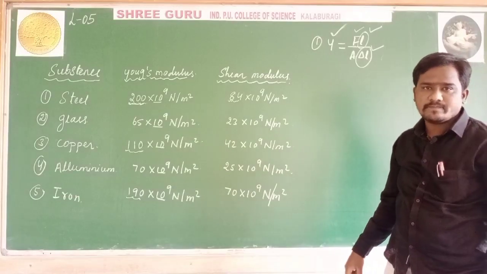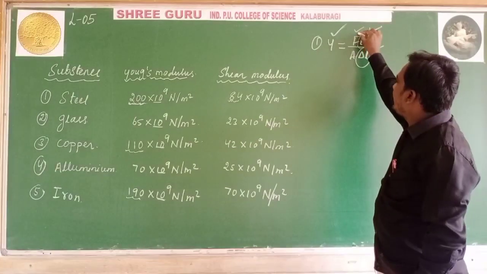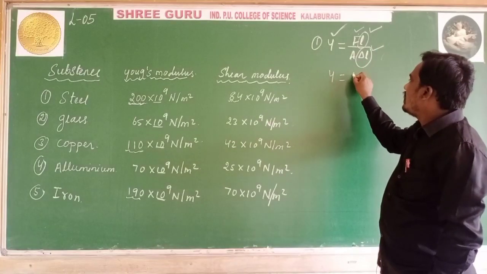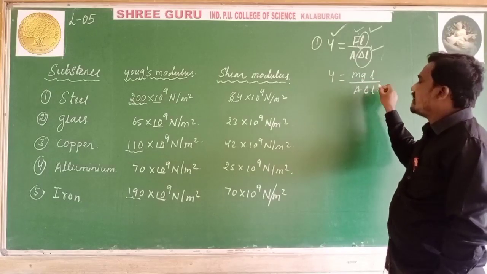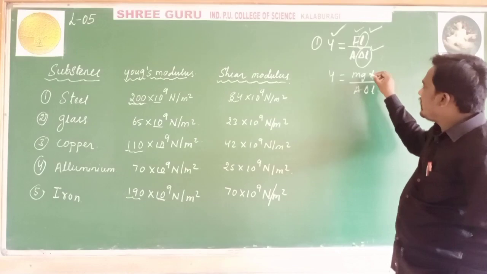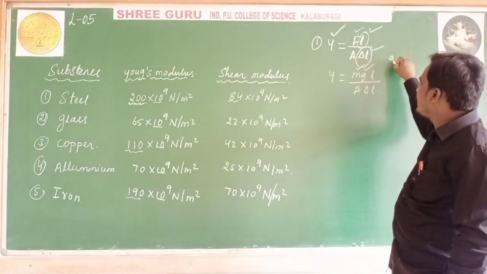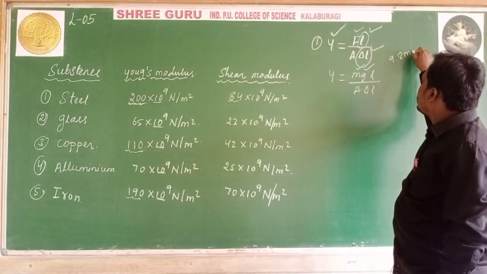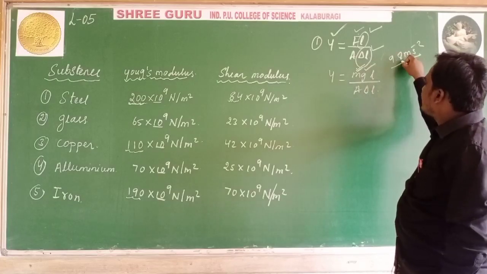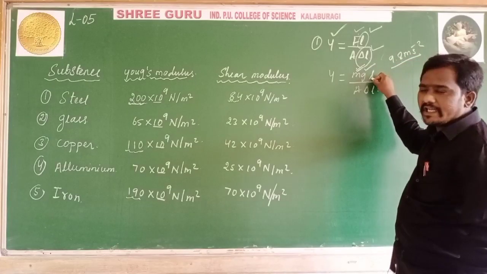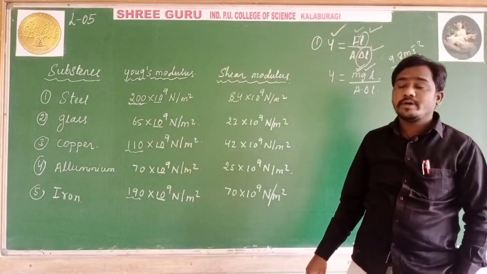The standard value, by putting the standard weight, that is F is equal to Y A delta L by L, that is F = M g. Thus, the material science department made a standard mass with respect to acceleration due to gravity, that is 9.8 meter per second square. By using standard mass and acceleration due to gravity and per unit length, they found the value 200 into 10 to the power of 9.